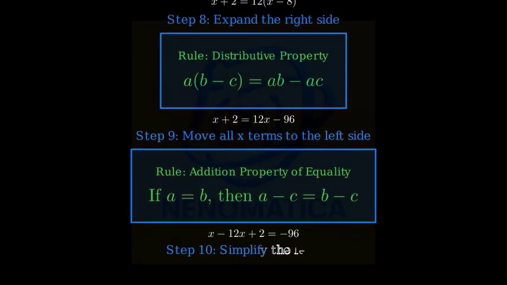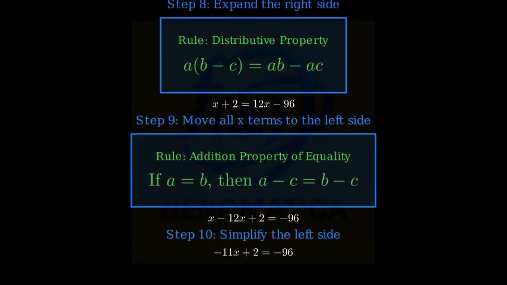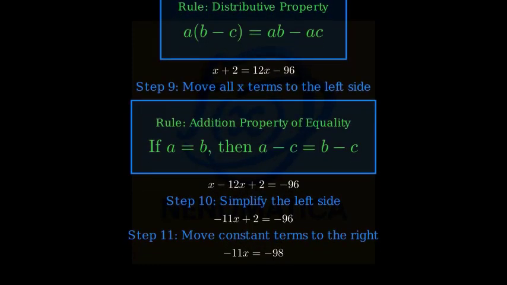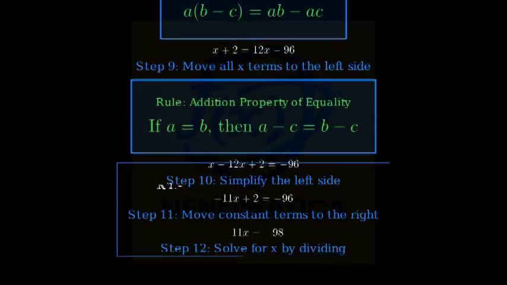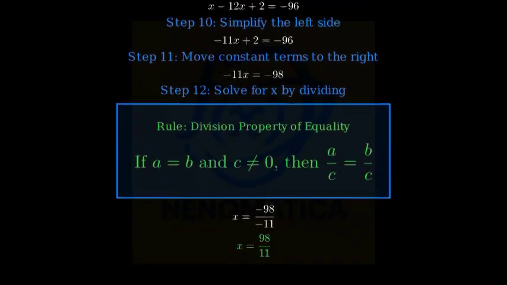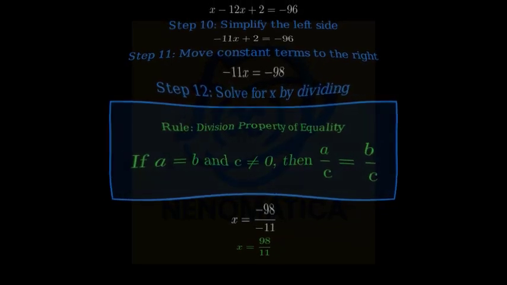Let's simplify the left side of our equation. x minus 12x equals negative 11x, so we have negative 11x plus 2 equals negative 96. Next, we'll move the constant term on the left to the right side. Subtracting 2 from both sides gives us negative 11x equals negative 98. Finally, we divide both sides by negative 11 to solve for x. This gives us x equals negative 98 divided by negative 11, which equals 98/11.